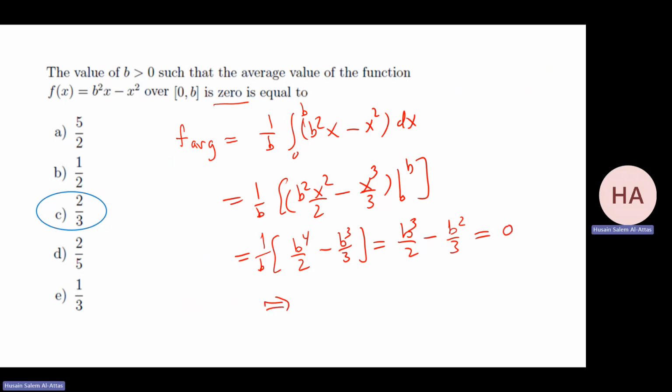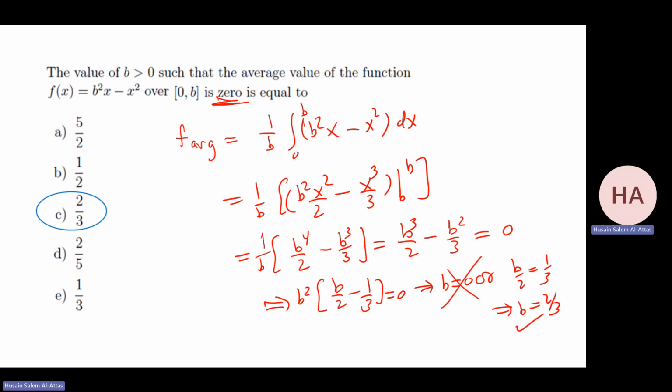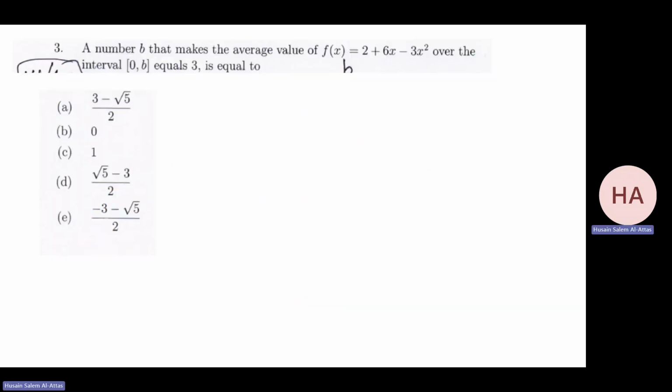So, since the average he said is 0, I'll take B squared out as a common factor. The remaining is what? B over 2 minus 1 over 3 equals 0. So I have B equals 0 or B over 2 equals 1 over 3. That means B equals 2 over 3. This is okay, this is not. So I have B equals 2 over 3. Okay. Yeah. A number B that makes the average over this interval equal to 3.